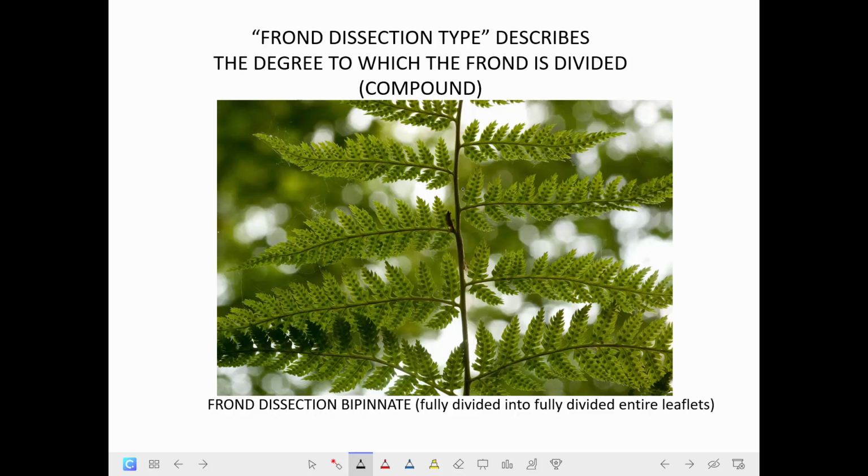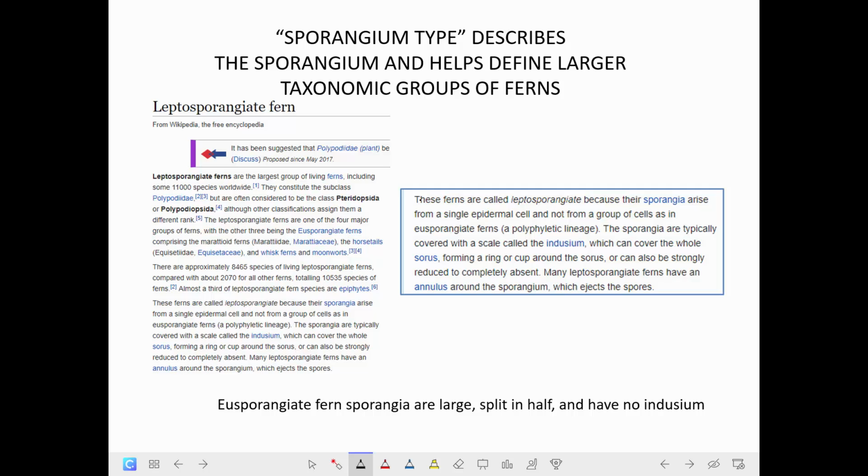And carrying this a little bit further, if the leaves are fully and completely divided into leaflets, which are fully and completely divided into subleaflets, that's called bipinnate. And this is spinulous wood fern, which is bipinnate. And that can be carried out to be bipinnate-pinnatifid, and tripinnate.